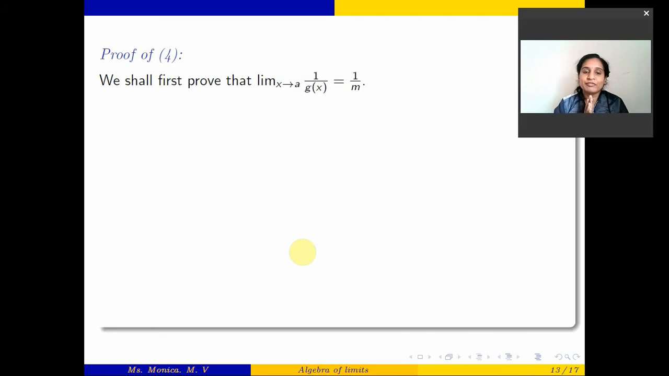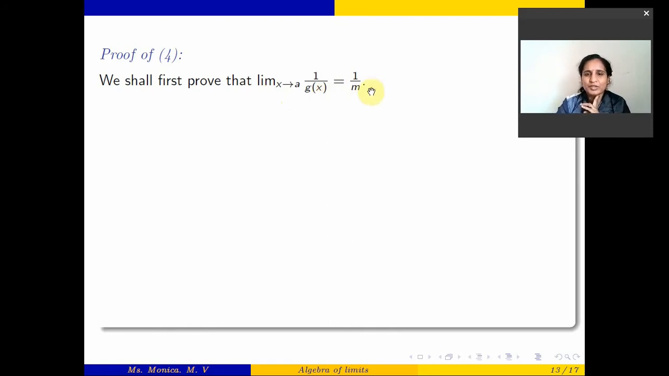Before we do f of x by g of x, I will prove limit x tending to a of 1 by g of x. F of x we will take a little later. I will simply talk about 1 by g of x. We will show that when f of x is not there in the numerator, the limit also I won't take in the numerator. We will show that limit x tending to a of 1 by g of x is equal to 1 by m, so that when f of x comes over here, the limit L also will come over here.